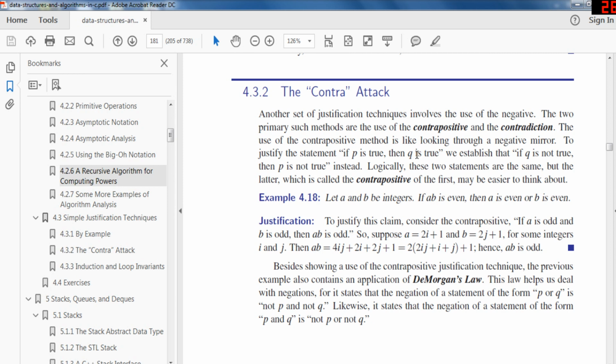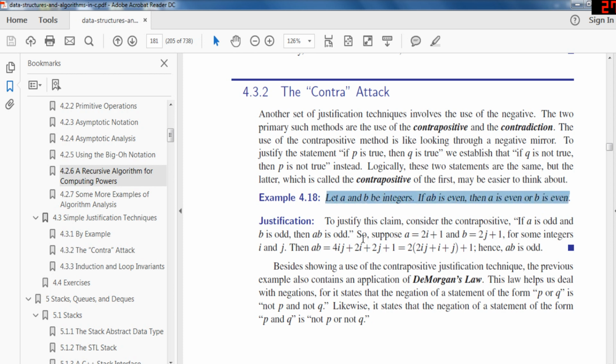So basically, proving by contradiction means proving the statement is wrong, not that the statement is wrong. Proving the contrapositive is basically saying: let's say if ab is even, then a is even or b is even. So you just state the negative. If a is not even, which means a is odd, and b is odd, then ab is odd. And if you show that, you prove the statement is true.